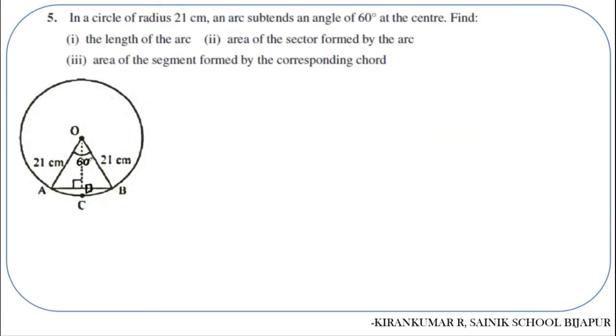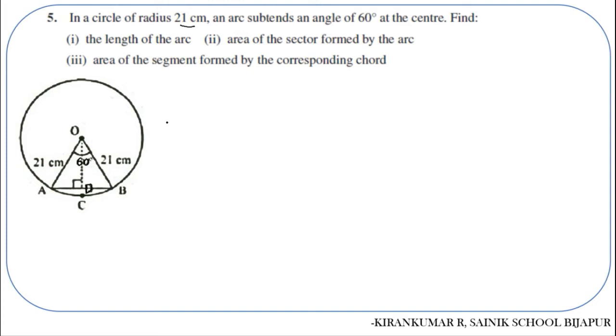Question number 5. In a circle of radius 21 centimeter, an arc subtends an angle 60 degree at the center. Find the length of the arc, area of the sector formed by the arc, area of the segment formed by the corresponding chord. Here I have considered the chord to be AB. ACB is the arc which is subtending angle 60 degree. O is the center of the circle. 21 centimeter is the radius.